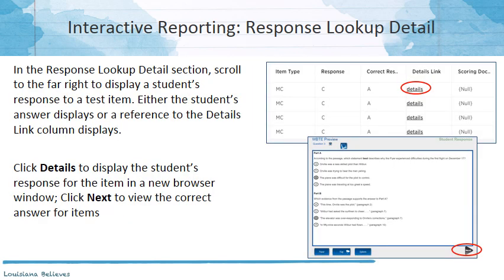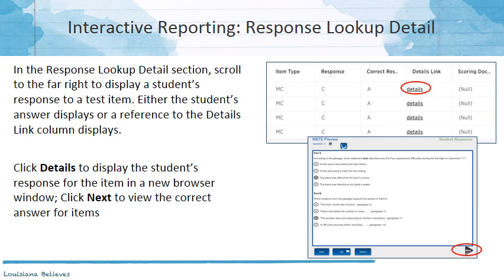One of the key features of the response lookup detail is giving teachers the opportunity to view what a student selected, particularly for multi-part items, and what the correct answer should have been for those items. So within that response lookup detail section, you can scroll all the way to the far right to display a student's response to a test item. From there, it'll either display the correct answer or have a link to the details column.